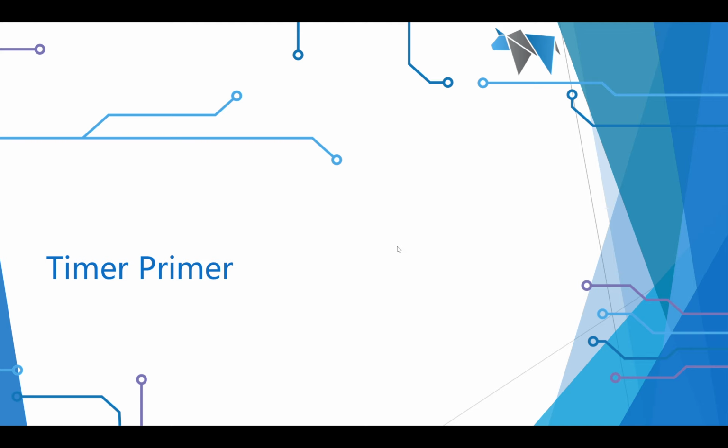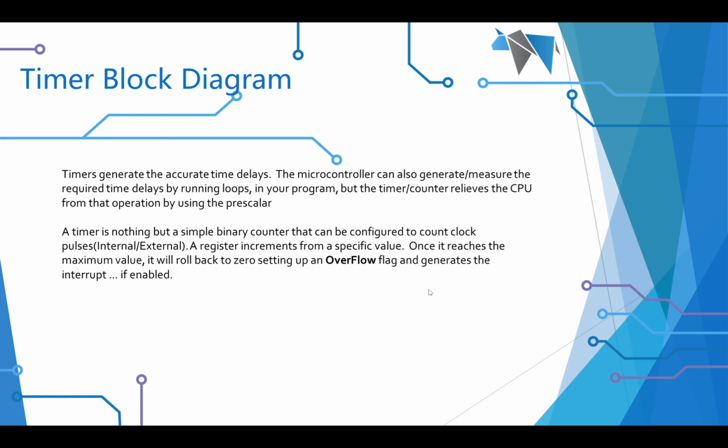So let's look at timers. We need to get a bit of a primer to make sure that we understand, because this is what changes. This is different from the newer chips. Legacy chips are different, and I'm not going to explain the differences. This is the way they work on legacy chips. So you can generate very accurate time delays and time sequences.